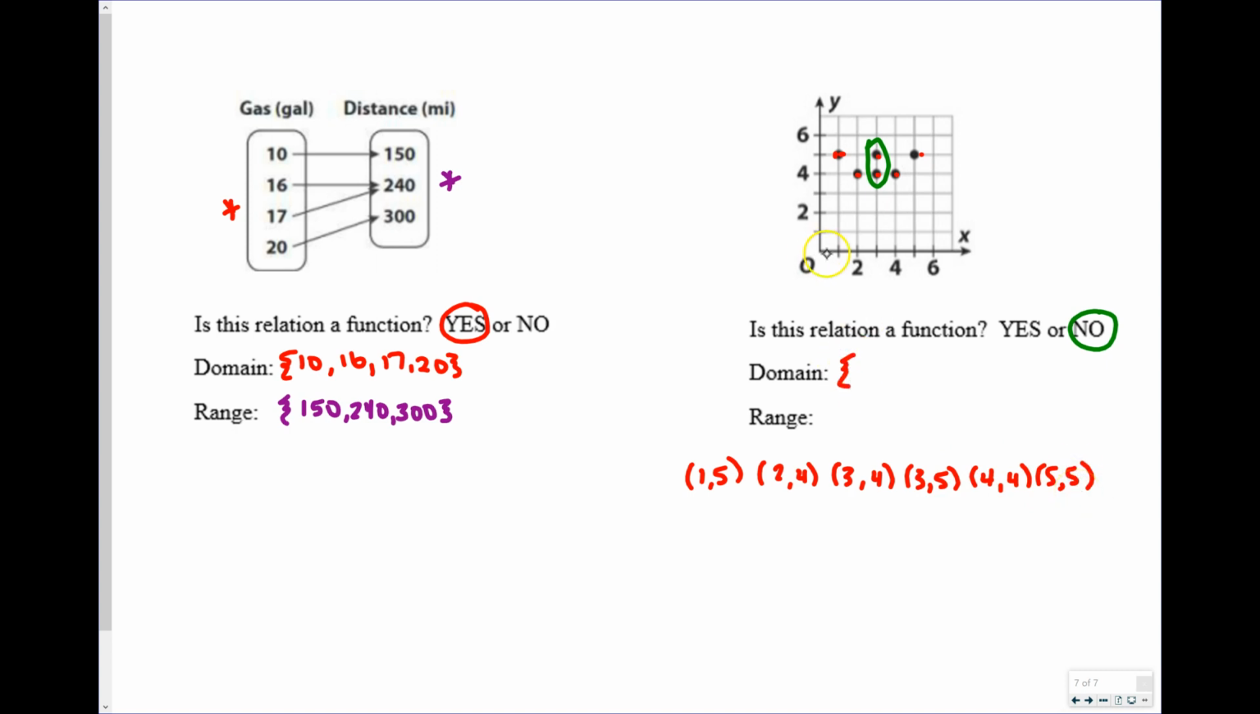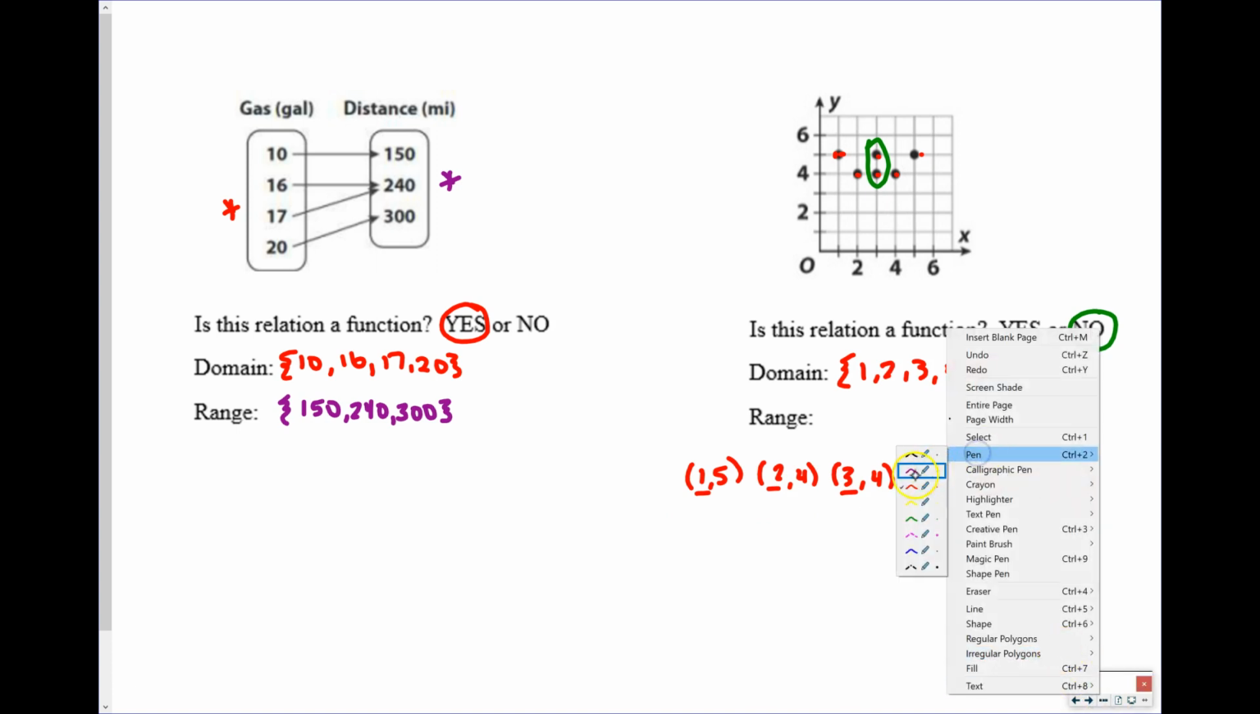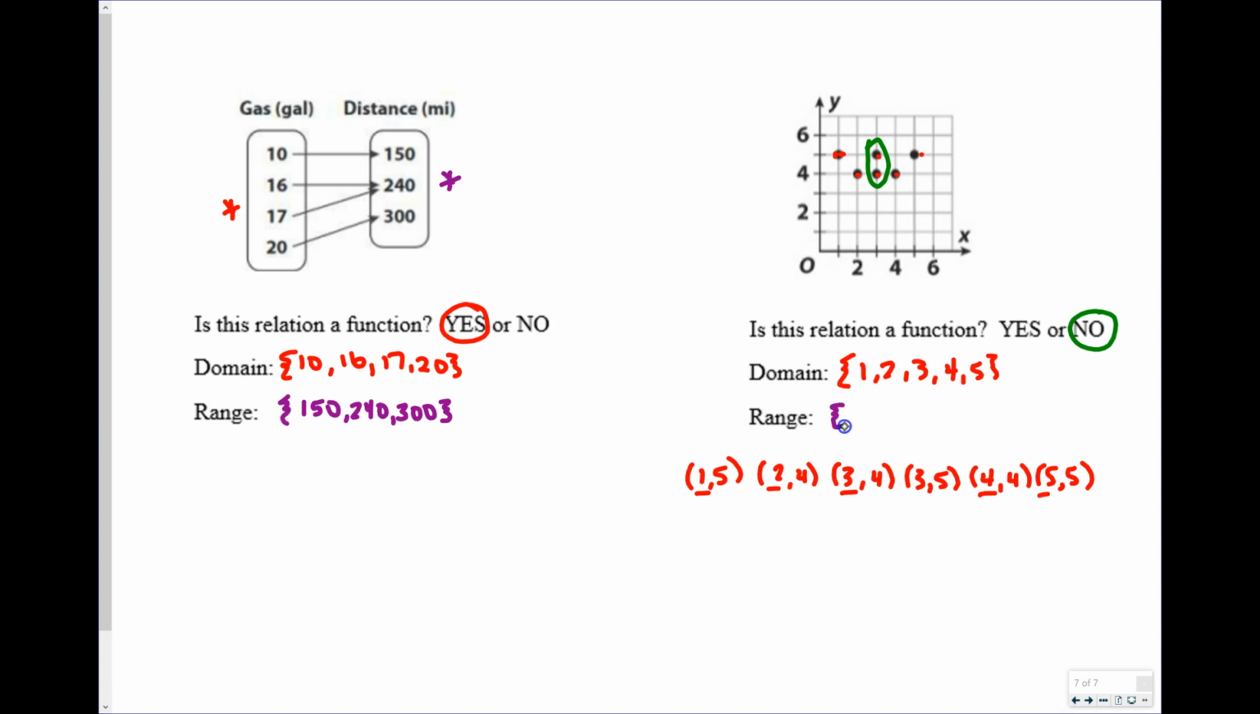I personally can tell that my domain is 1, 2, 3, 4, 5 just because that's where all the dots are. But if you need the coordinate pairs to help you see 1, 2, 3, 4, and 5, then by all means do that. Range, I can see from this graph that the only y values are 4 and 5, just because there's no other dots anywhere else. But if you need to underline these and notice that only 4 and 5 are in your y's, you can do that as well. So whatever method works for you, I just want your domain and range to be correct.